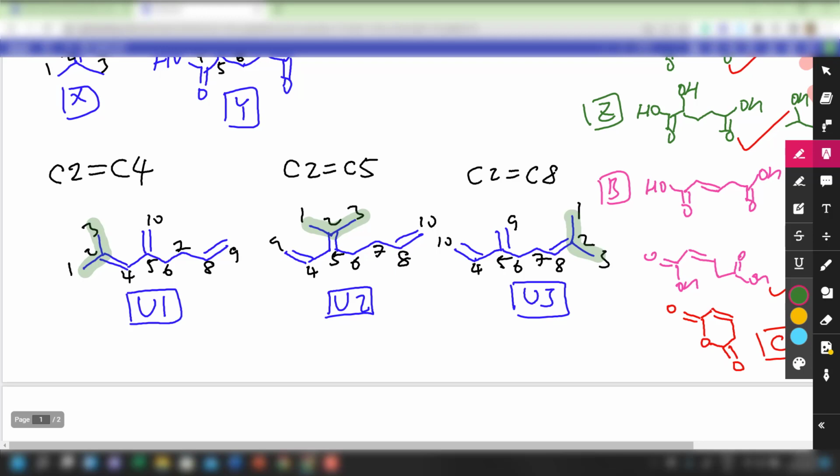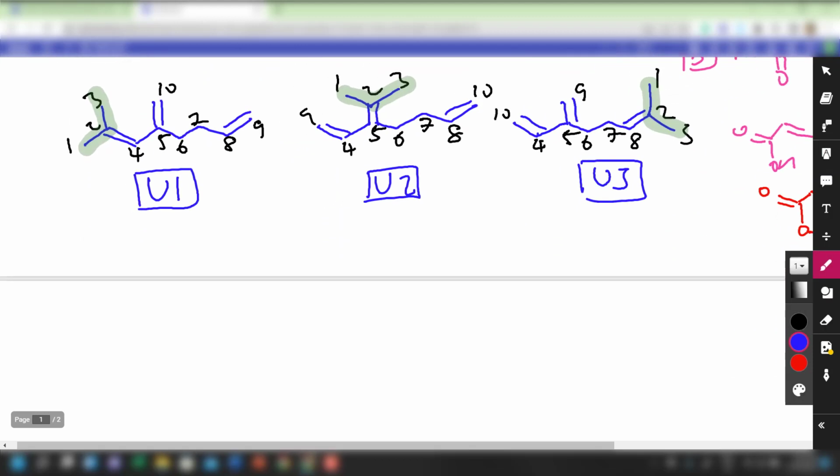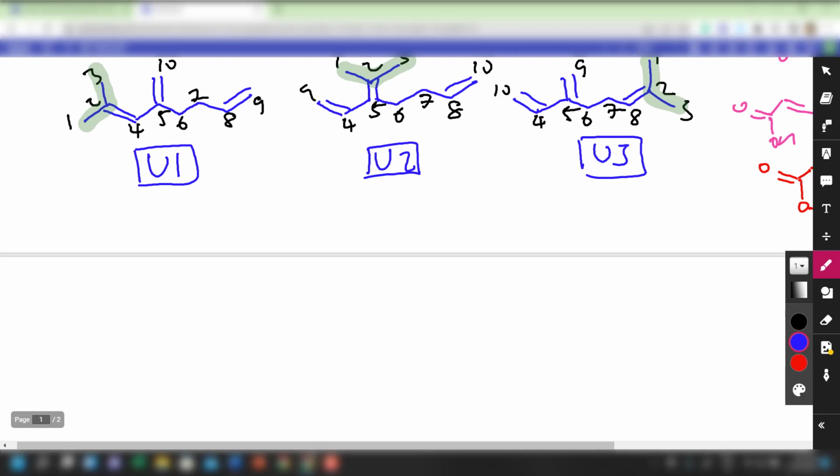So these are some of the clues you need to take note of. With that, let us try to work with U1, and then you will know what I'm trying to say. When we start to work with U1, we'll notice that 1, 2, 3 must be kept intact. So 1, 2, 3 is kept intact. Only carbon number 5 can potentially be the tertiary alcohol, if you know what I'm trying to say. So that's 1, 2, 3, 4, 5, that's 10, 6, 7, 8, 9.